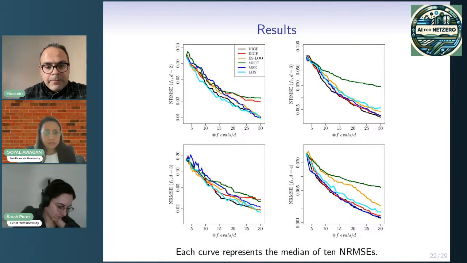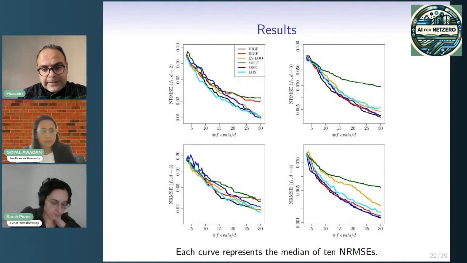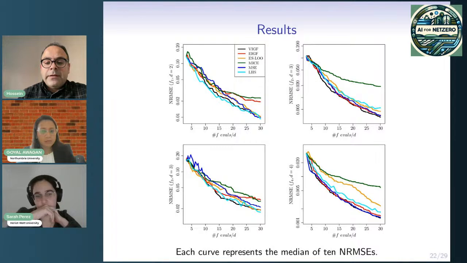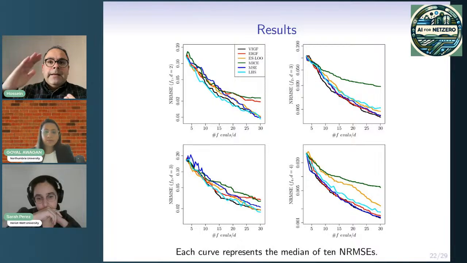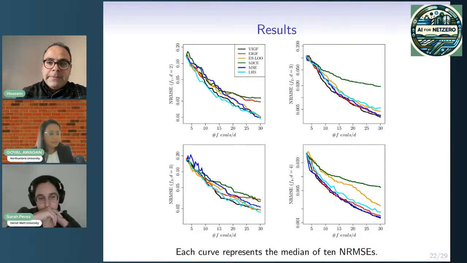What we found is that the results obtained by VIGF are quite robust. For example, other methods sometimes work very well, but sometimes not. But VIGF performs quite robustly. Each curve represents the median of 10 normalized root mean square errors. In fact, we have used 10 different initial designs of experiments, and we have obtained 10 different normalized root mean square errors, and we take the median of them, and this curve represents the median.